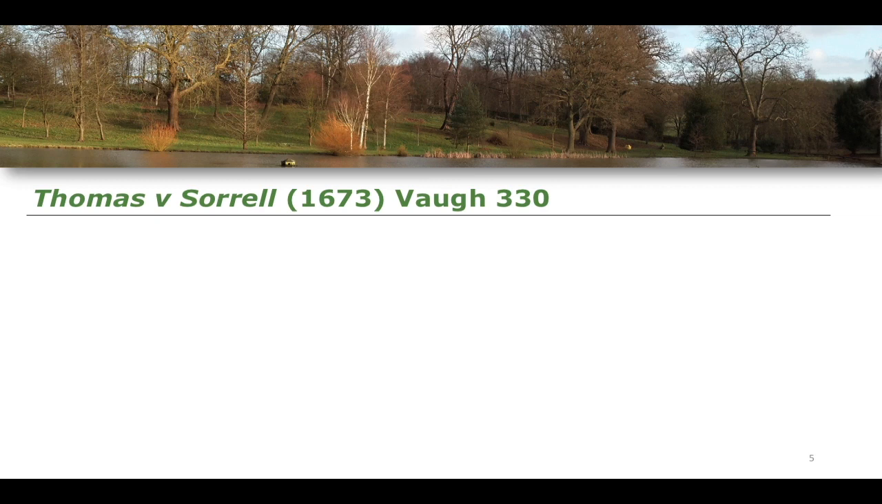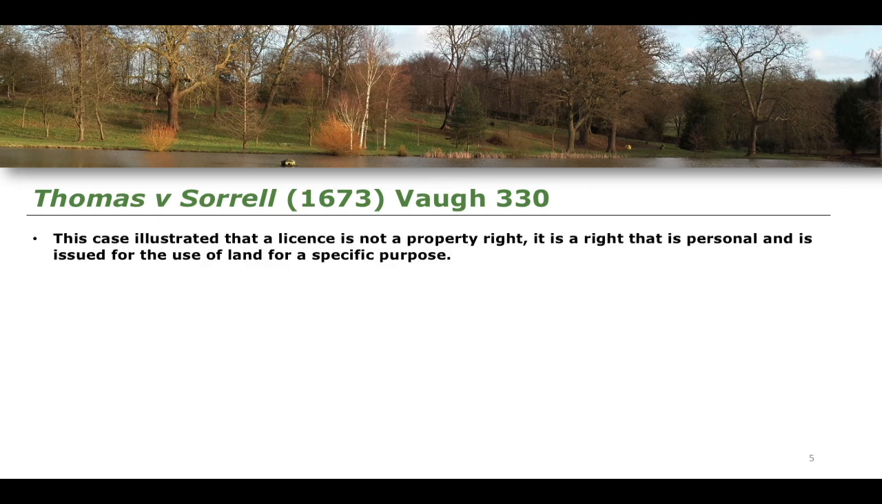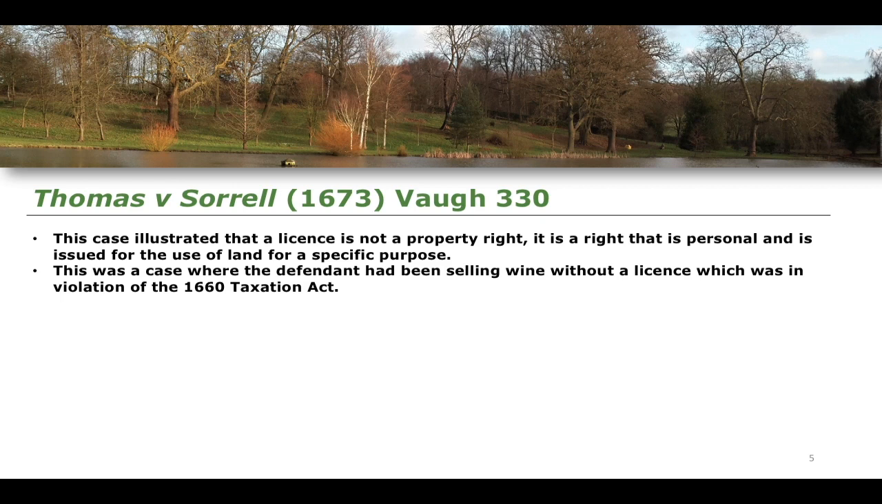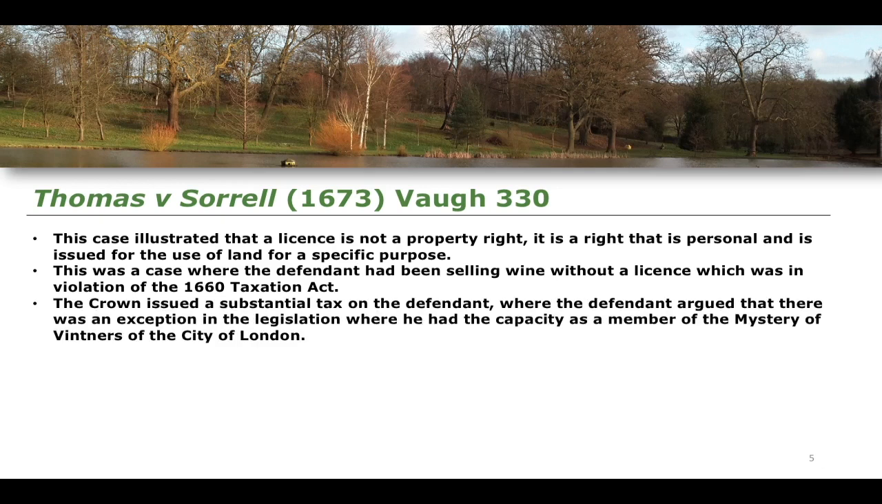The case here is the case, of course, of Thomas and Sorrel. And what this case illustrates is the fact that a license is not a property right. It is a right that is personal and is issued for the use of land for a specific purpose. This was a case where the defendant had been selling wine without a license, which was in violation of the 1660 Taxation Act, very old piece of legislation.